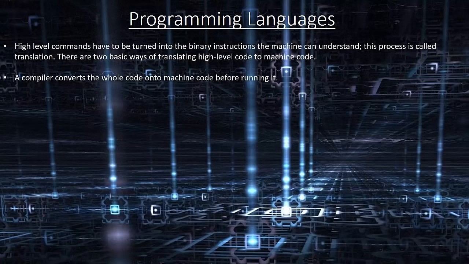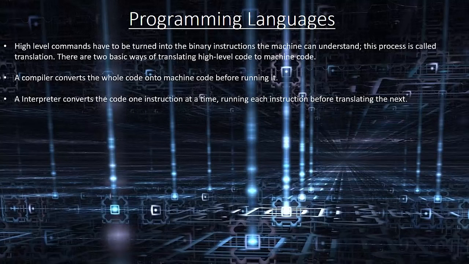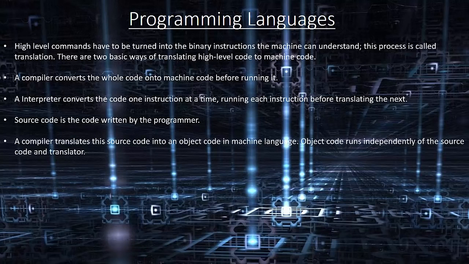A compiler converts the whole code into machine code before running it. An interpreter converts the code one instruction at a time, running each instruction before translating the next. Source code is the code written by the programmer. A compiler translates this source into an object code in machine language. Object code runs independently of the source code and translator.